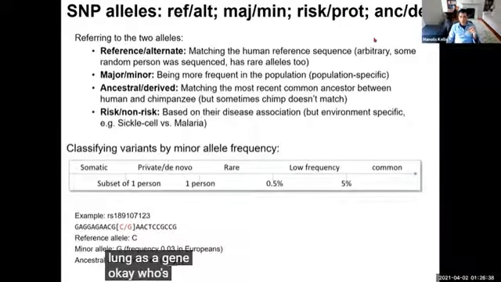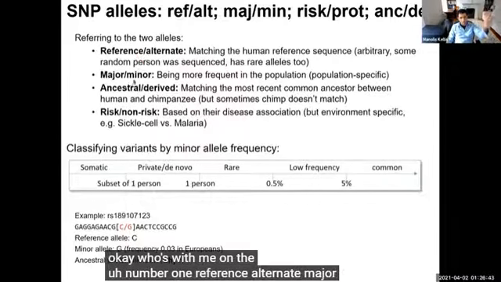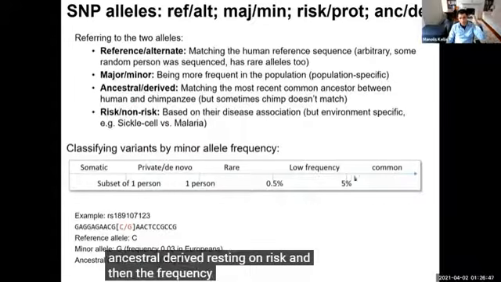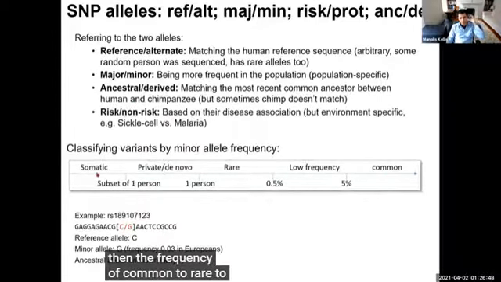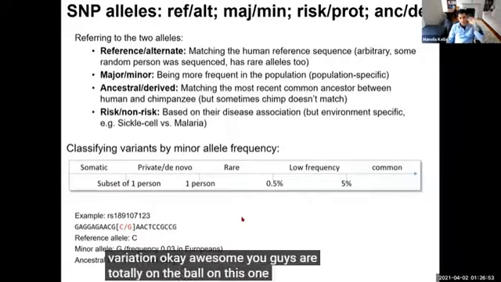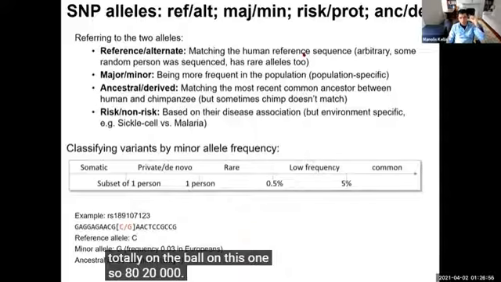Okay, who's with me on the number one, reference alternate, major, minor, ancestral derived, risk, non-risk, and then the frequency of common to rare to somatic variation? Okay, awesome. You guys are totally on the ball on this one. So 80, 20, 0, 0, 0.